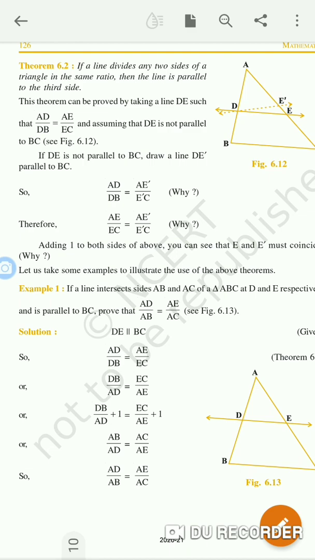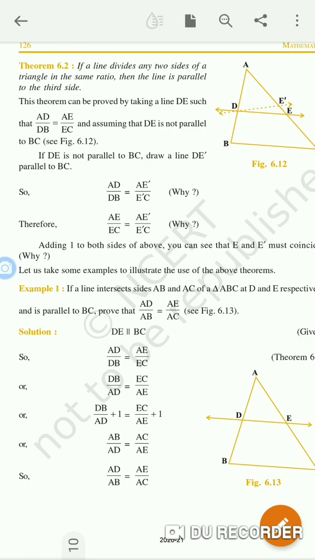What is basic proportionality theorem? If a line is parallel to any one side of a triangle and intersecting remaining two sides at two different points, then it divides those sides in same ratio.